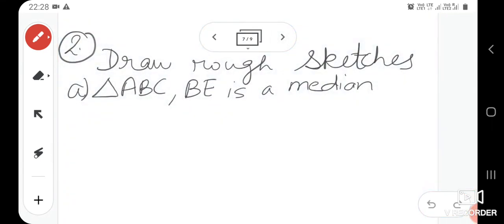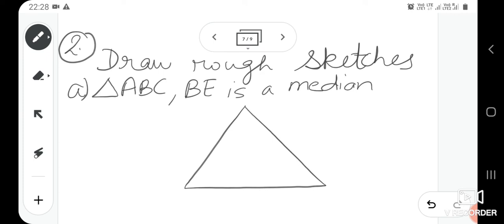Second question is, you have to draw a rough sketch of triangle ABC where BE is median. We will draw a triangle ABC. You use scale and pencil to draw it. Give it name A, B, C. Then they said BE is a median. From B you want to draw median. So what we need to do? We need to take B on the top. From B we want to draw median. So we can write A here, B on the top, C here.